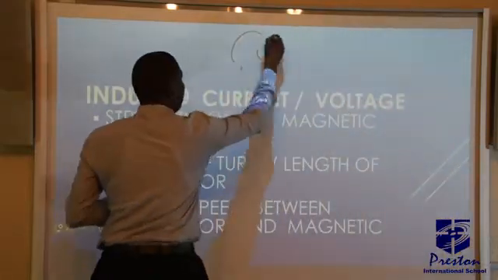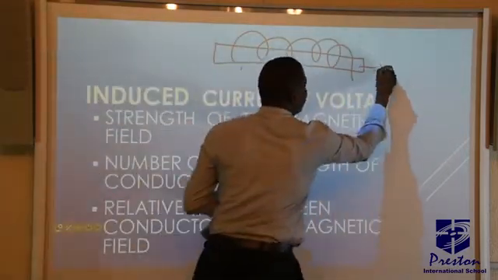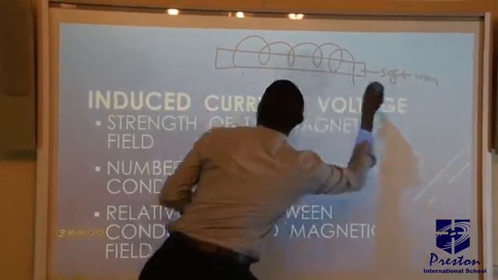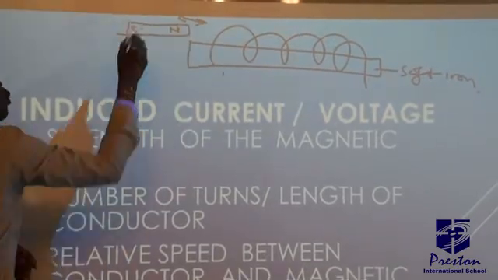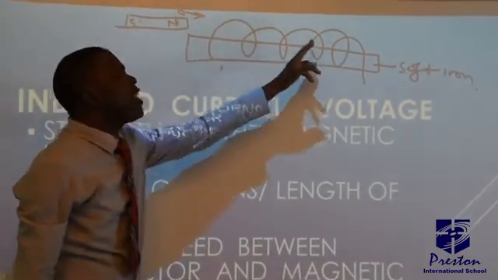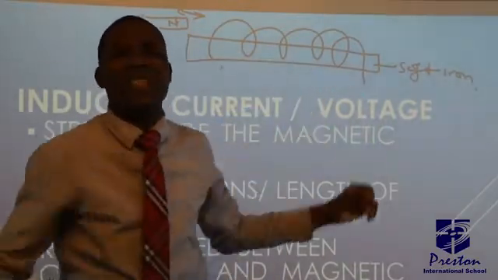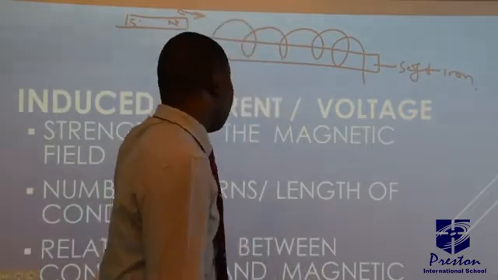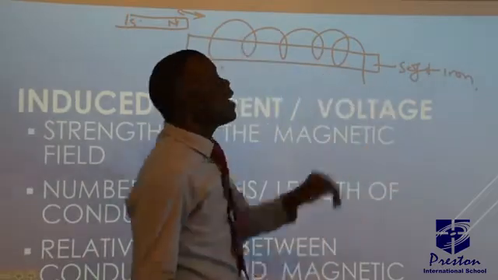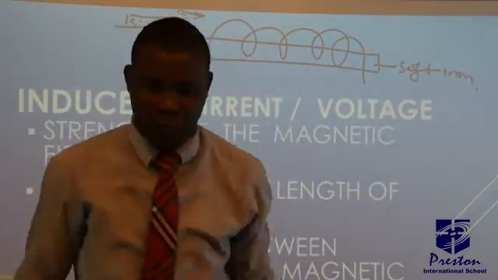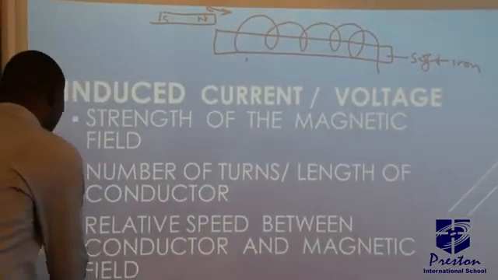But we also observe something. If this is that coil, we observe that if we put inside this coil a soft iron, and we bring our magnet close, we move our magnet this way, north and south, we notice that the current induced will be large. It will be large because this soft iron will boost the magnetic field produced by this magnet. So soft iron inside the conductor helps to boost the magnetic field. Hence, large current will be induced.